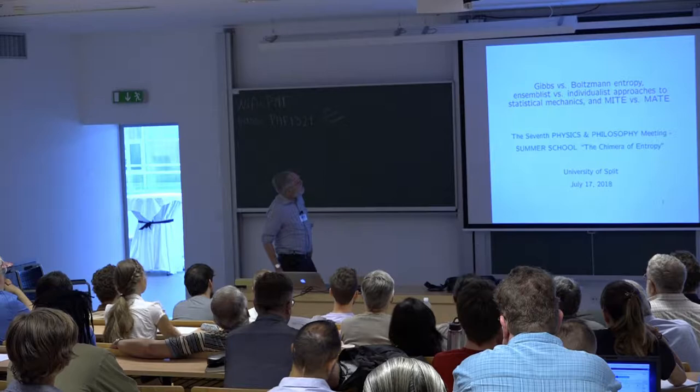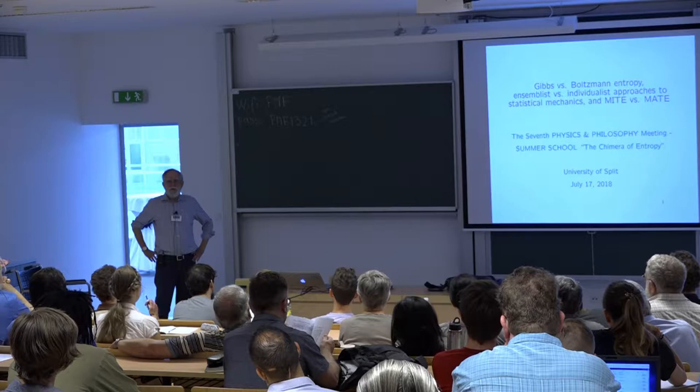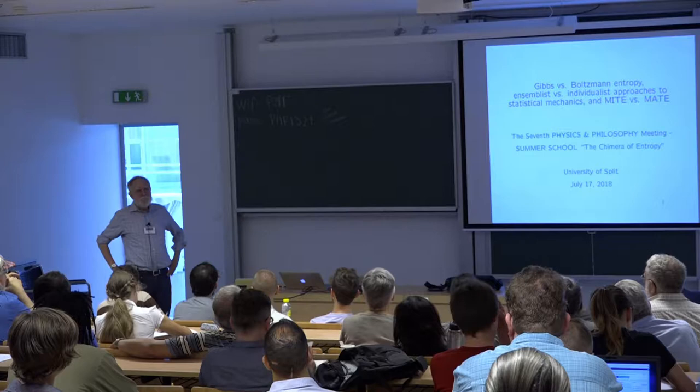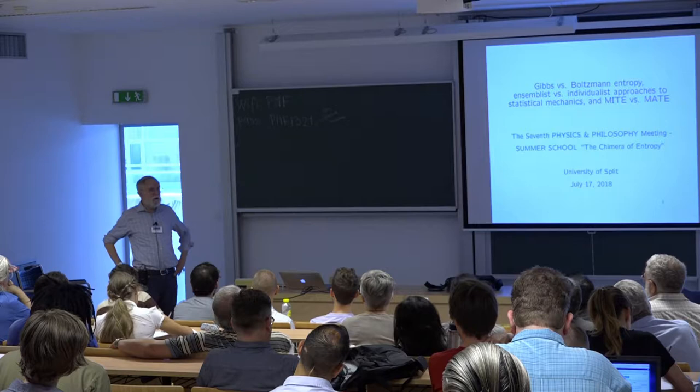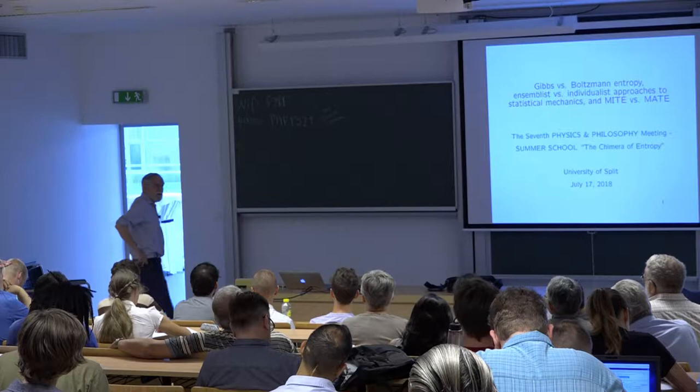Now, also in the title, there's MITE versus MATE. You probably have no idea what that's about. MITE stands for microscopic thermodynamic equilibrium. And MATE, you might be able to guess now, is for macroscopic thermal equilibrium. It turns out that in quantum mechanics, there are two distinct notions of thermal equilibrium, a macroscopic and a microscopic notion. This possibility of two distinct notions of this kind does not exist classically. So it's really a quantum innovation associated somehow with entanglement.